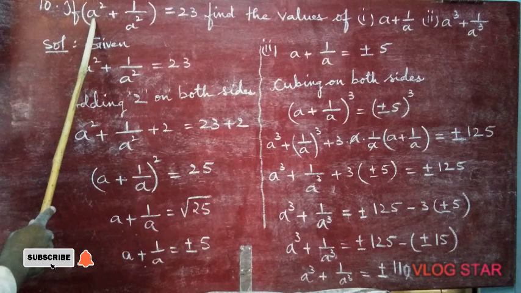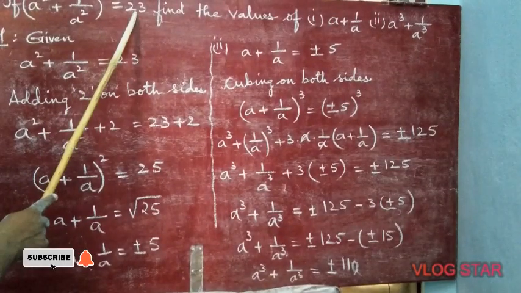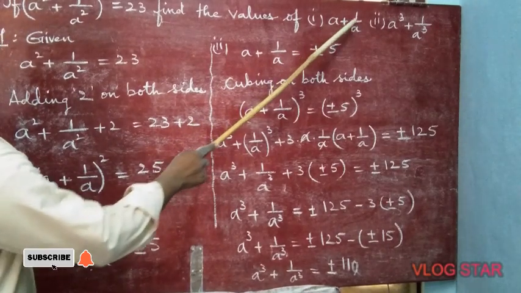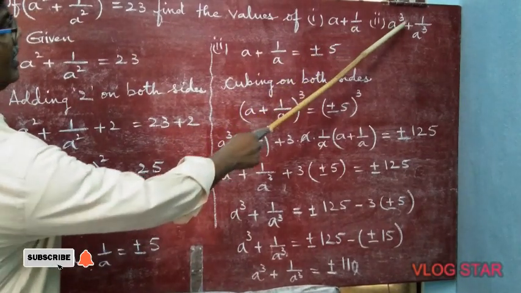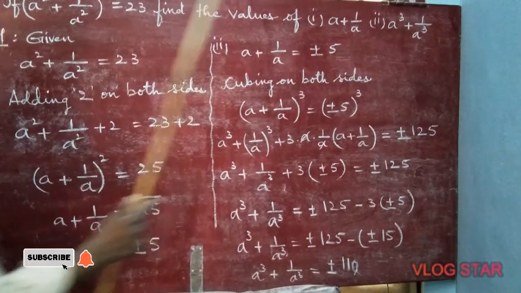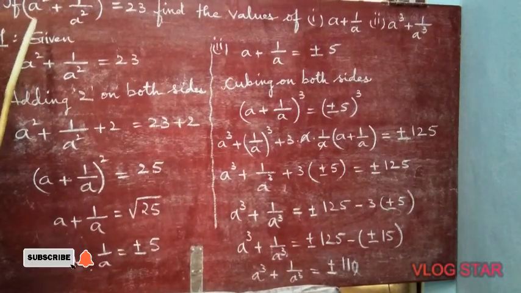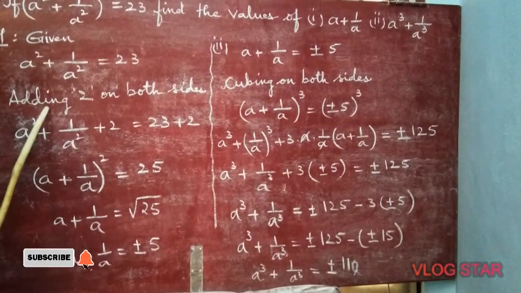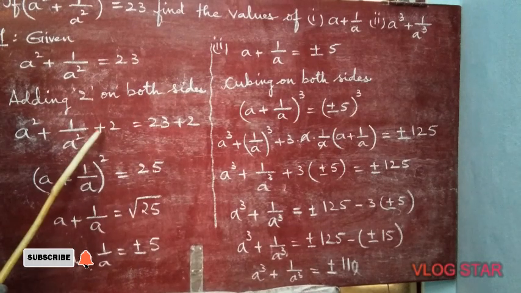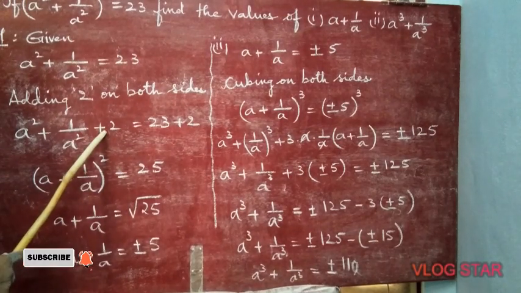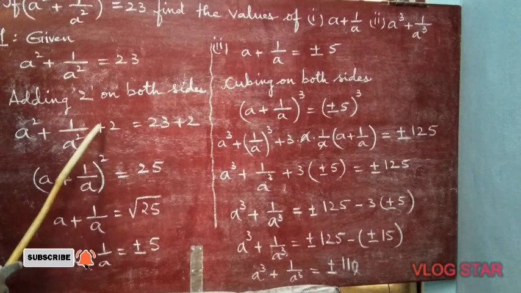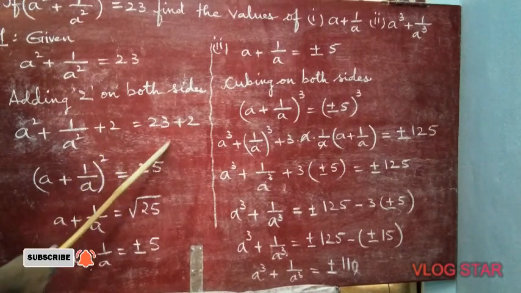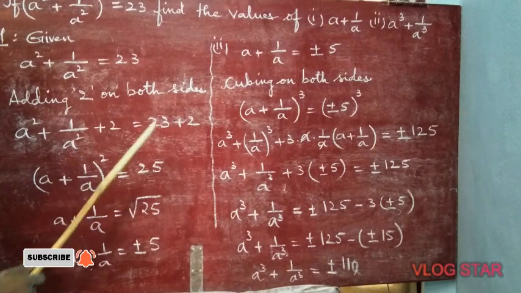10th problem. If a square plus 1 by a square is equal to 23, find the values of first bit a plus 1 by a, second bit a cube plus 1 by a cube. Now first bit, a square plus 1 by a square is equal to 23. Adding 2 on both sides. Adding means plus. What you are doing left side, same you are doing right side. Plus 2 plus 2. Why we are adding plus 2? Nearest square. Before I told you already.